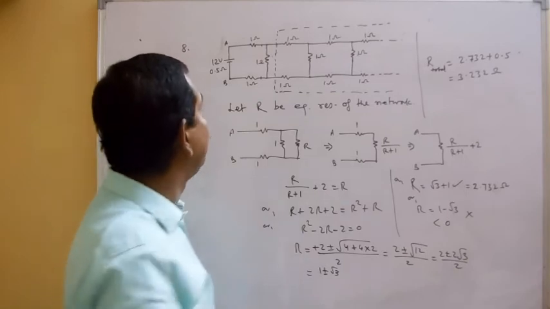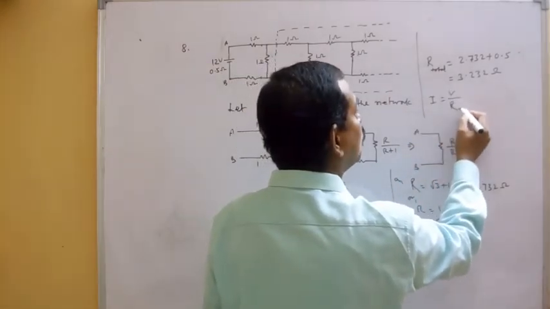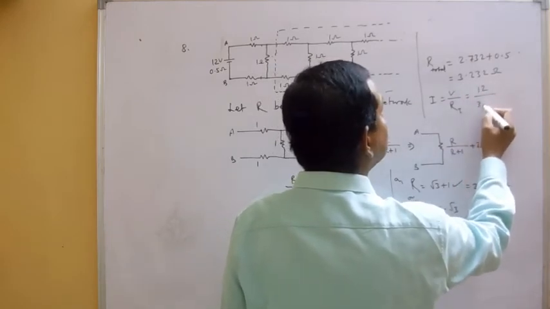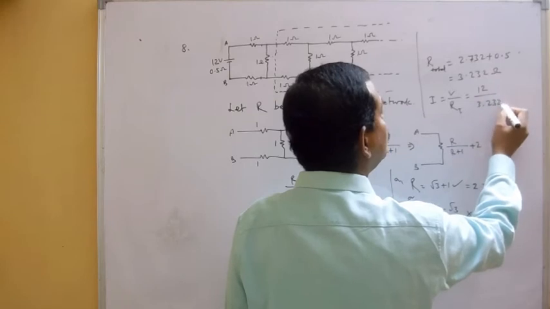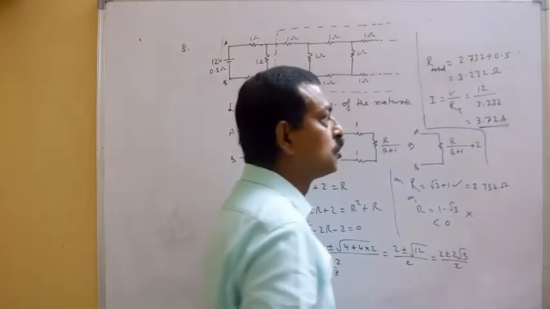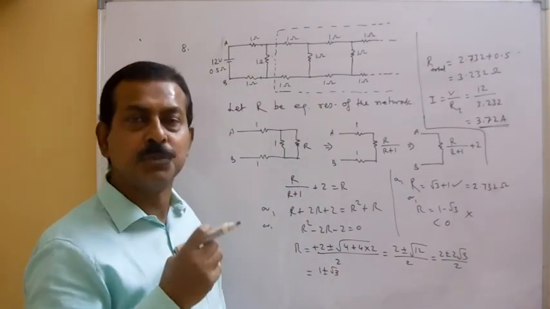And if you want to find the current, then it will be V by R total, and that is 12 by 3.232, about 3.72 ampere. So this will be the current drawn by this network from the source.